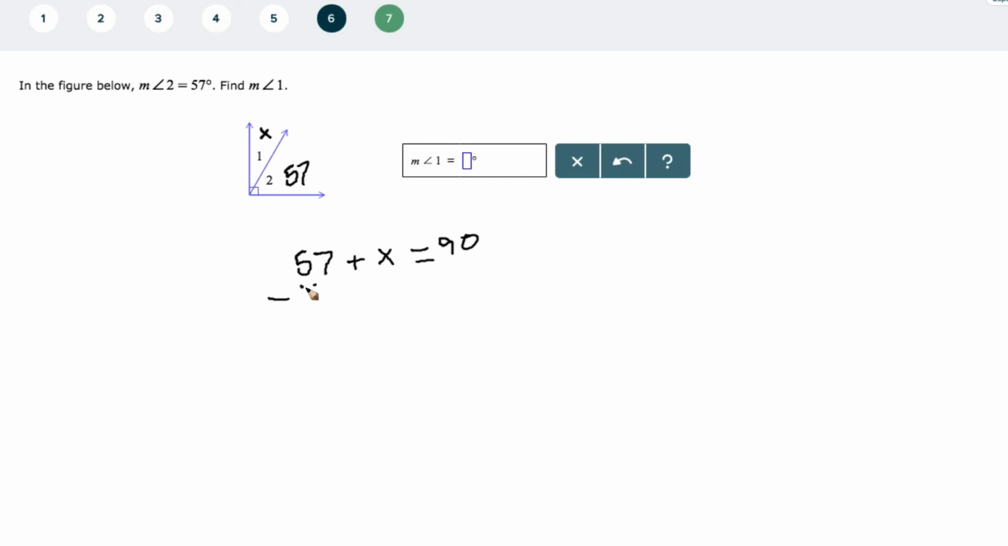So we just subtract 57 from both sides, and we get x equals 33. And that's the measure of angle 1 if we just plug it in there. So that's 33.